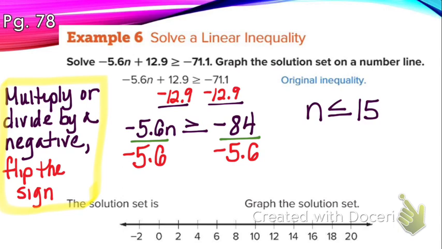What kind of a circle do I put on the number line? So 15 is going to be in between 14 and 16. It's going to be a closed dot. So put a closed dot on the number line at 15. Now, what direction am I drawing my arrow? If it's less than, is it going to the left or does it go to the right? Left. So draw an arrow going to the left, which is that direction. And that is it.